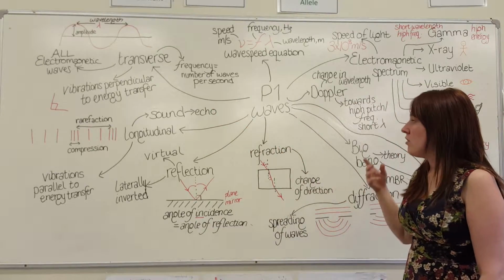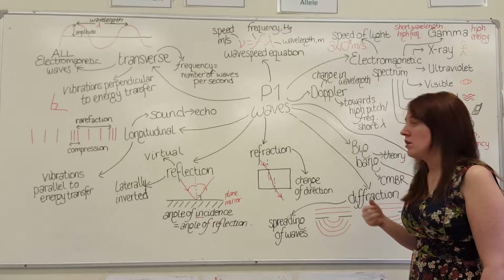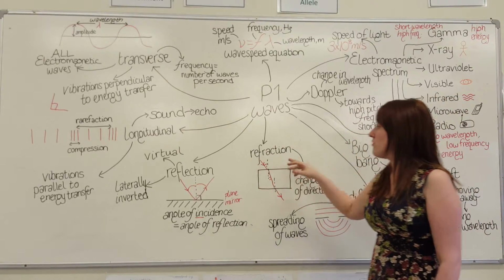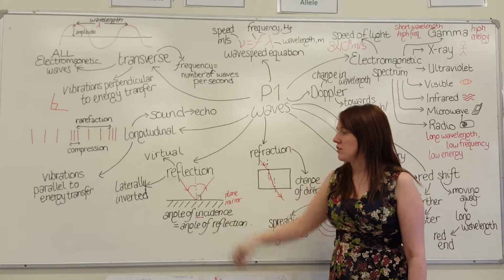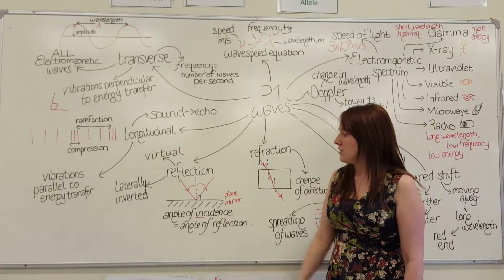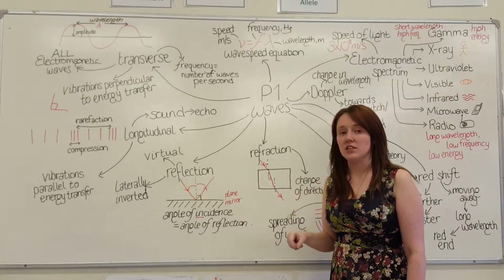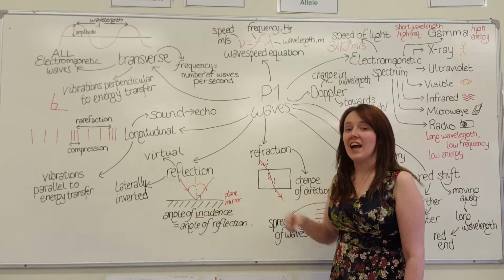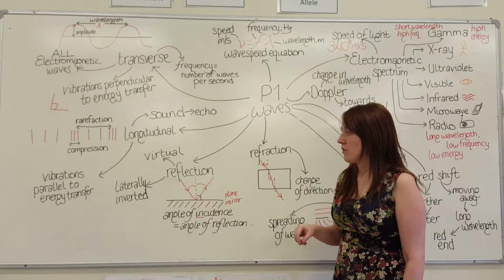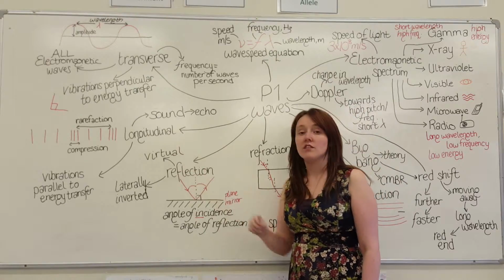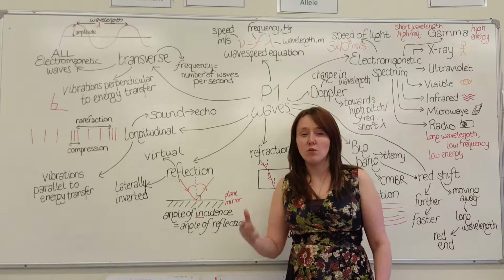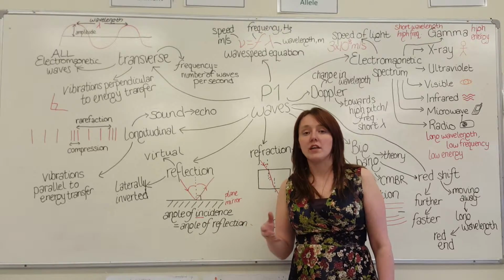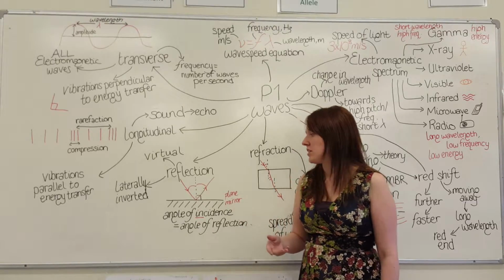There are three rules you must know: reflection, refraction and diffraction. First of all, reflection. Reflection is where the angle of incidence is equal to the angle of reflection. We say the image is virtual and laterally inverted. That means when you're looking in a mirror, your right appears on your left and vice versa.